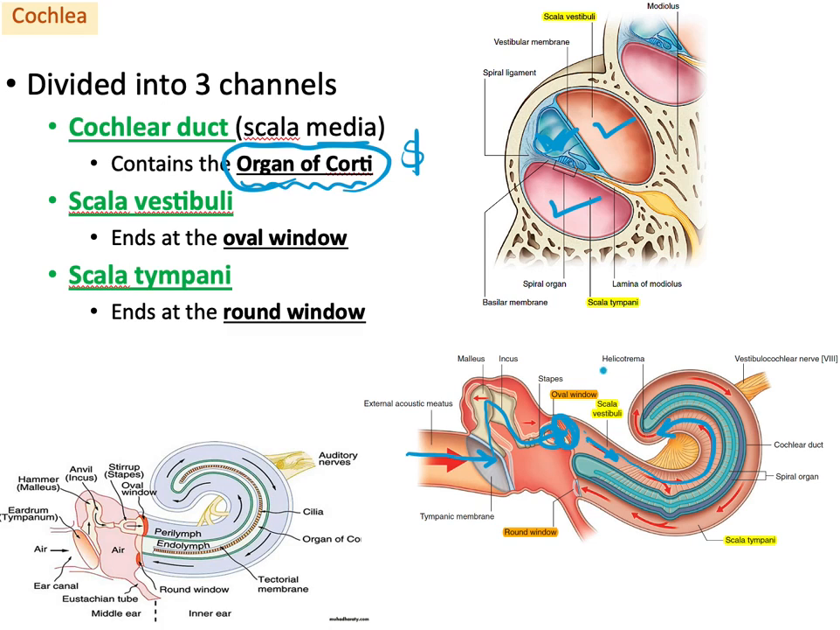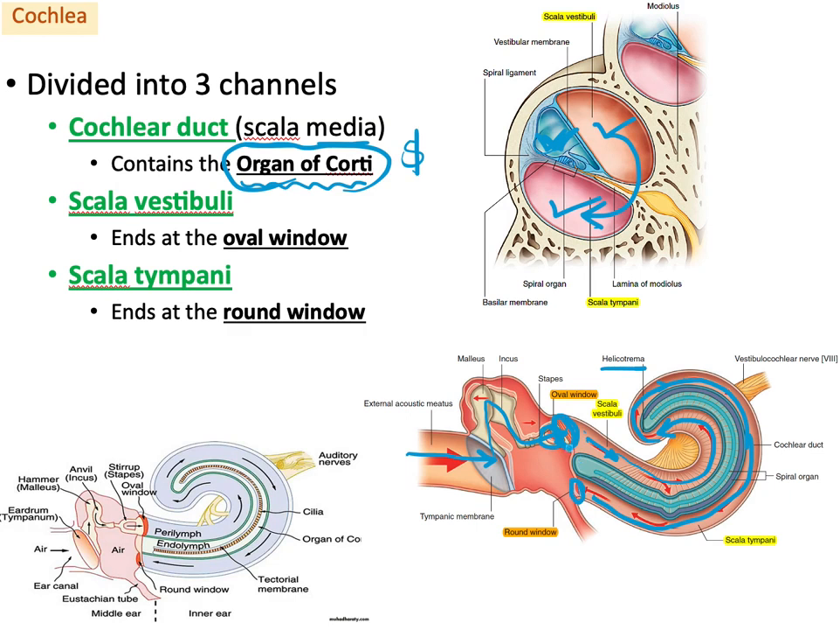Then at the point called helicotrema, the waves continue and the vibration of perilymph continues in another channel. Now it moves from scala vestibuli into scala tympani, right? This is now the scala tympani here, and it ends in the other opening, which is the round window.